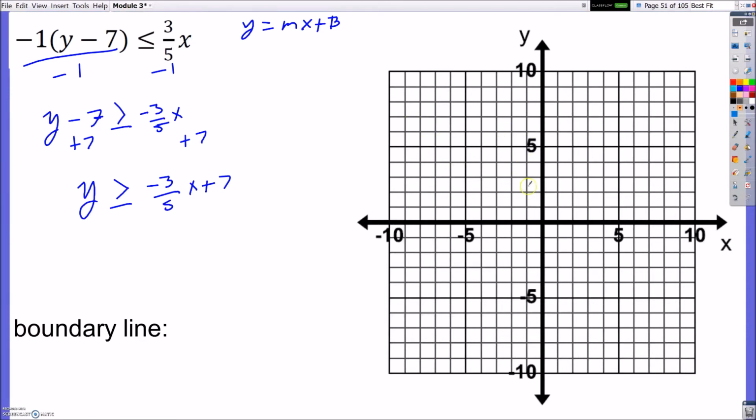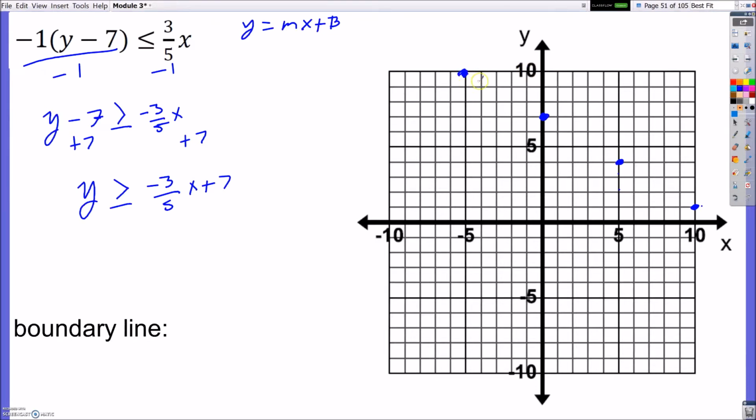So now all I do is graph this by starting at my y-intercept, my starting point, which is +7. And then I'm going to go down 3, over 5. And then I can go ahead and do that again. Down 3, over 5, which would be right here. And let's see if I can go one more. I can go up 3, over 5.